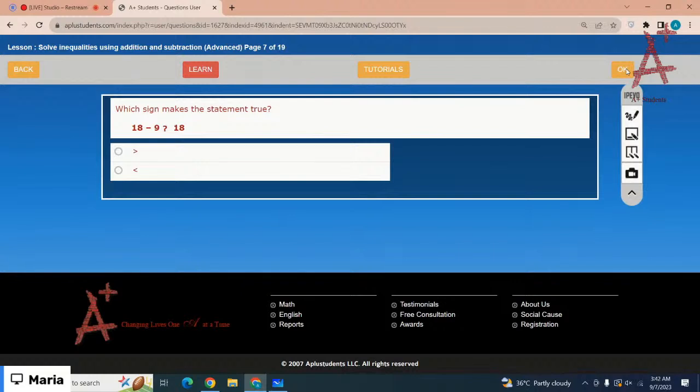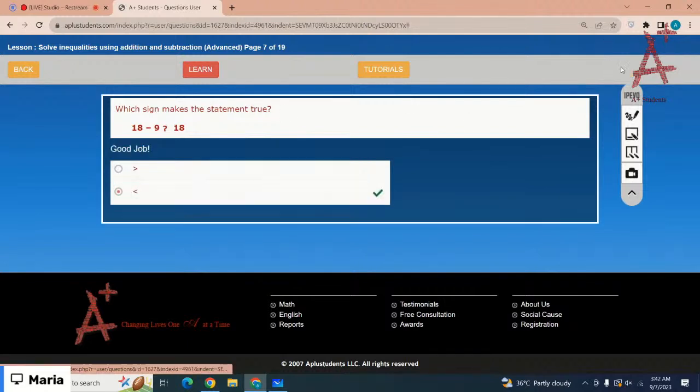Which sign makes the statement true? 18 minus 9 and 18, so are they greater or less? 18 minus 9 is less than 18. 18 minus 9 is 9, and 9 is less than 18.